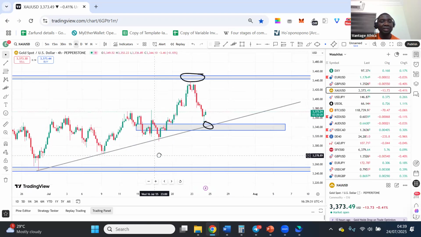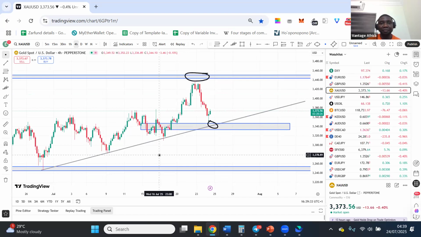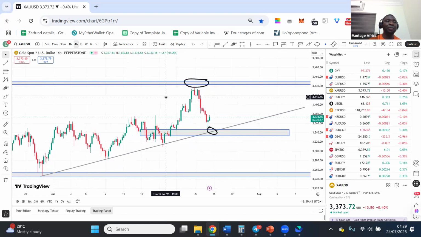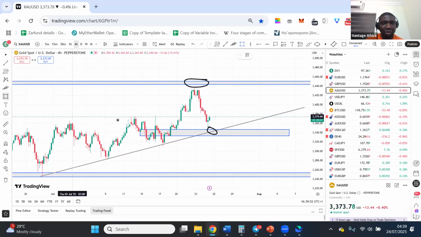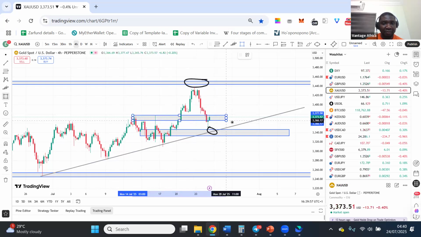When we look at this, we can see that this is basically an uptrend. Once you've seen that this is an uptrend, we're looking for mostly buy trades. So what you are looking for now is, where is the support that I'm going to buy from? Now look at this area. These are swing highs. So this area is what we call a resistance.